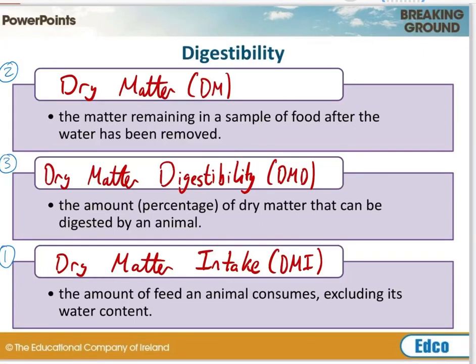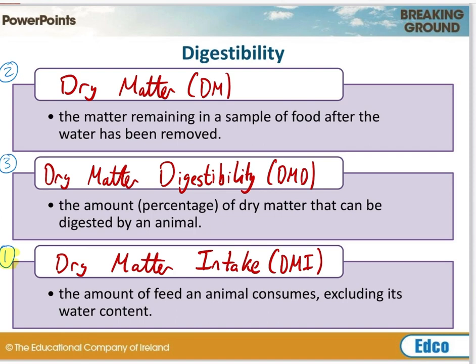Right guys, so here we're looking at digestibility and three different terms associated with digestibility. So we have dry matter intake, dry matter, and dry matter digestibility. The way I'm going to explain them today is I'm going to start off with dry matter intake as number one. Dry matter intake is the total amount of feed an animal consumes excluding its water content.